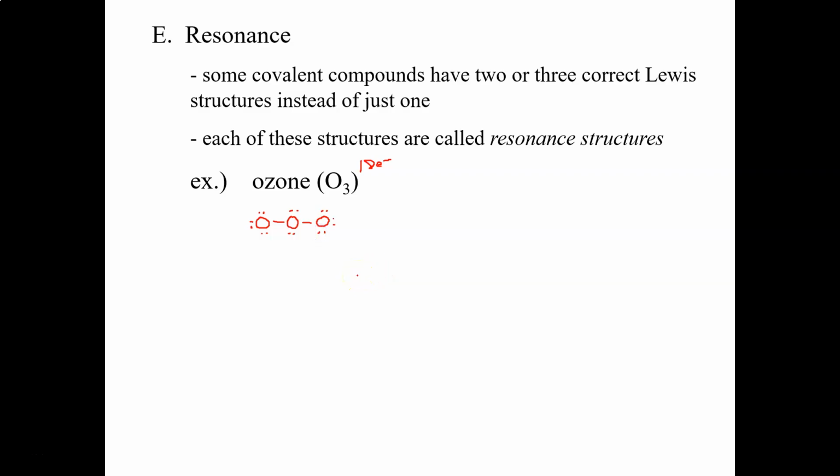Once I do that, I ask myself the 2 questions. First of all, did everybody get the 8 that they wanted? Does this oxygen have 8? Yeah, it's got 2, 4, 6, and then the bond counts as another 2, so that's 8. Does the one in the middle have 8? Yep, 2, 4, and then the 2 bonds, another 4, that's 8. And then this one has 8 also. So everybody's happy, that's good.